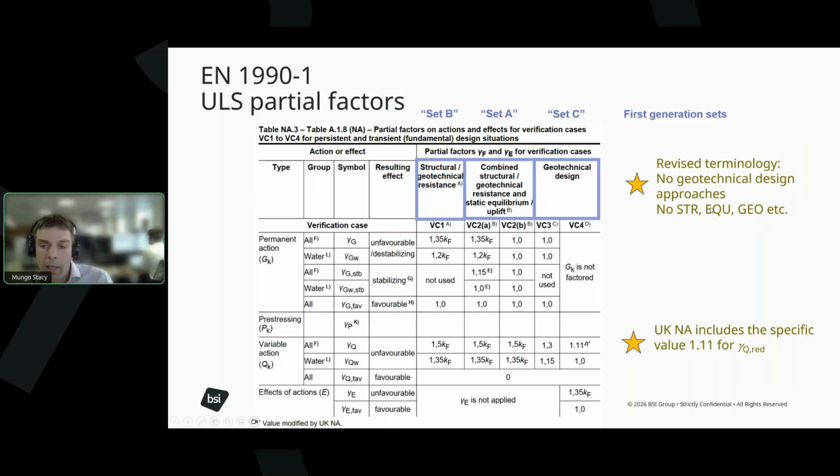What we have also chosen to do in the UK National Annex is to indicate using an asterisk where a particular value is modified in the UK National Annex compared with the core Eurocode. And in this table, actually, there's only one value which is modified. It's the value under VC4 for a gamma Q reduced. And the change is that the UK has actually written in the specific numerical value, which is not given in the core Eurocode.